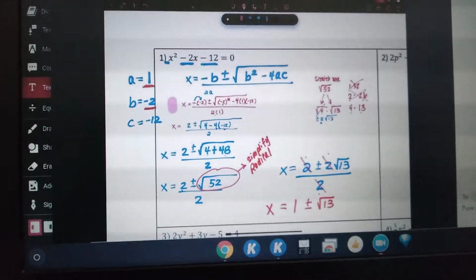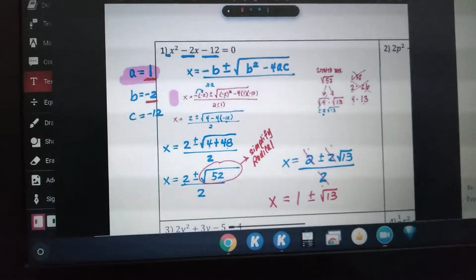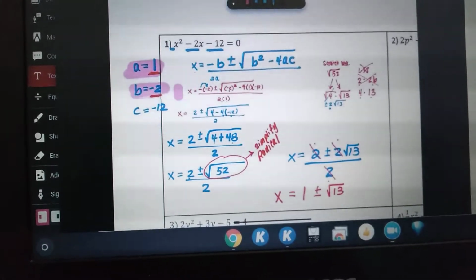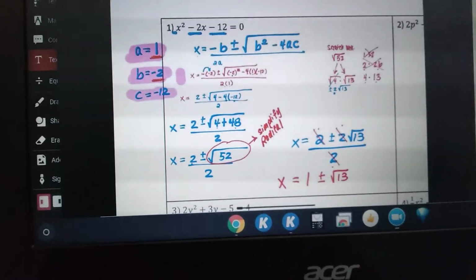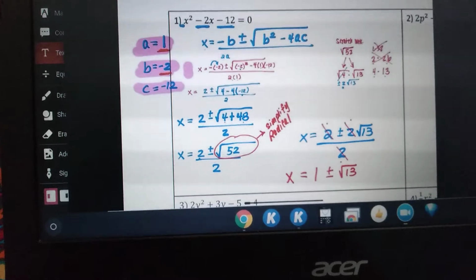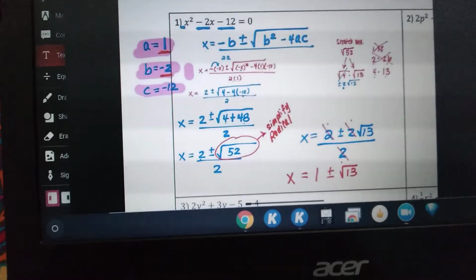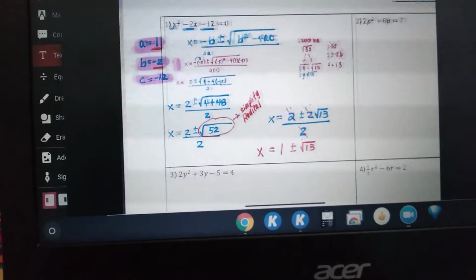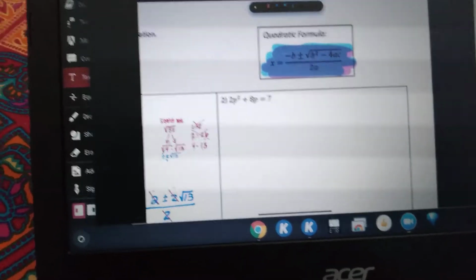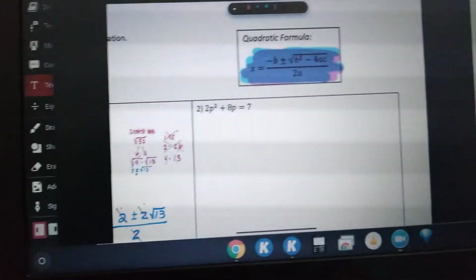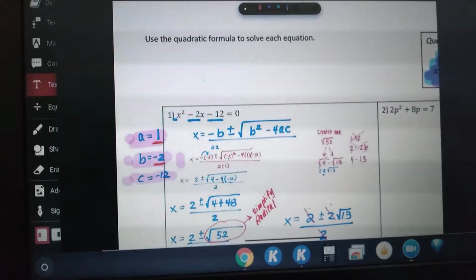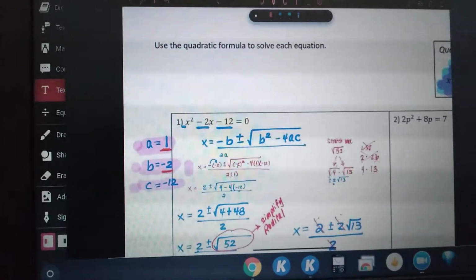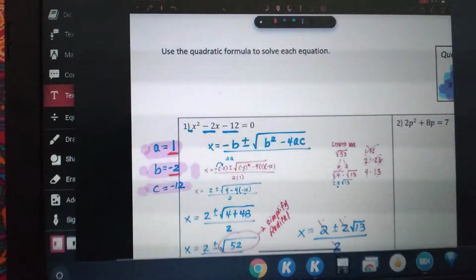Okay, David. Do you understand that a equals 1? Do you understand that b equals negative 2? Do you understand that c equals negative 12? Good. Look at the formula, David. This is your formula right here. Do you see a, b, and c? Oh, you know the values of a, b, and c. Plug them into the formula. That is it. Do you understand, David?